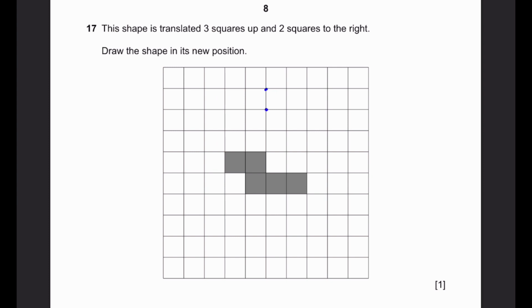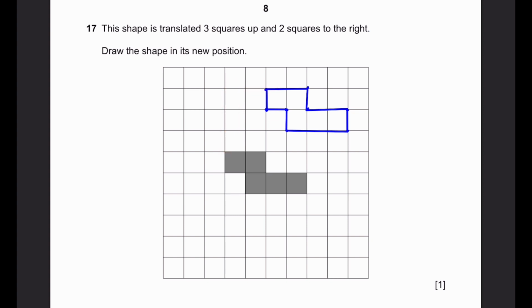And now we just do the same thing for all the points in the shape or all the vertices of this shape. Like that. And connect the dots. So this is the new shape after translated 3 squares up and 2 squares right.